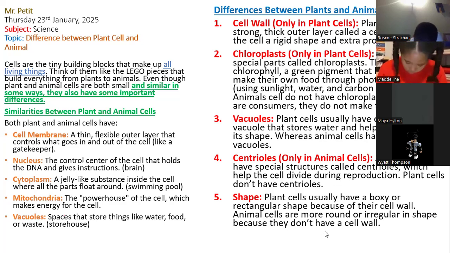Very good. So plant cells have a cell wall. Animal cells do not. So therefore, a plant cell would be more rigid in structure, more boxy, rectangular shape, but animal cells may be more irregular. All right. So which cell, plant cell or animal cell, has a rigid or boxy shape?